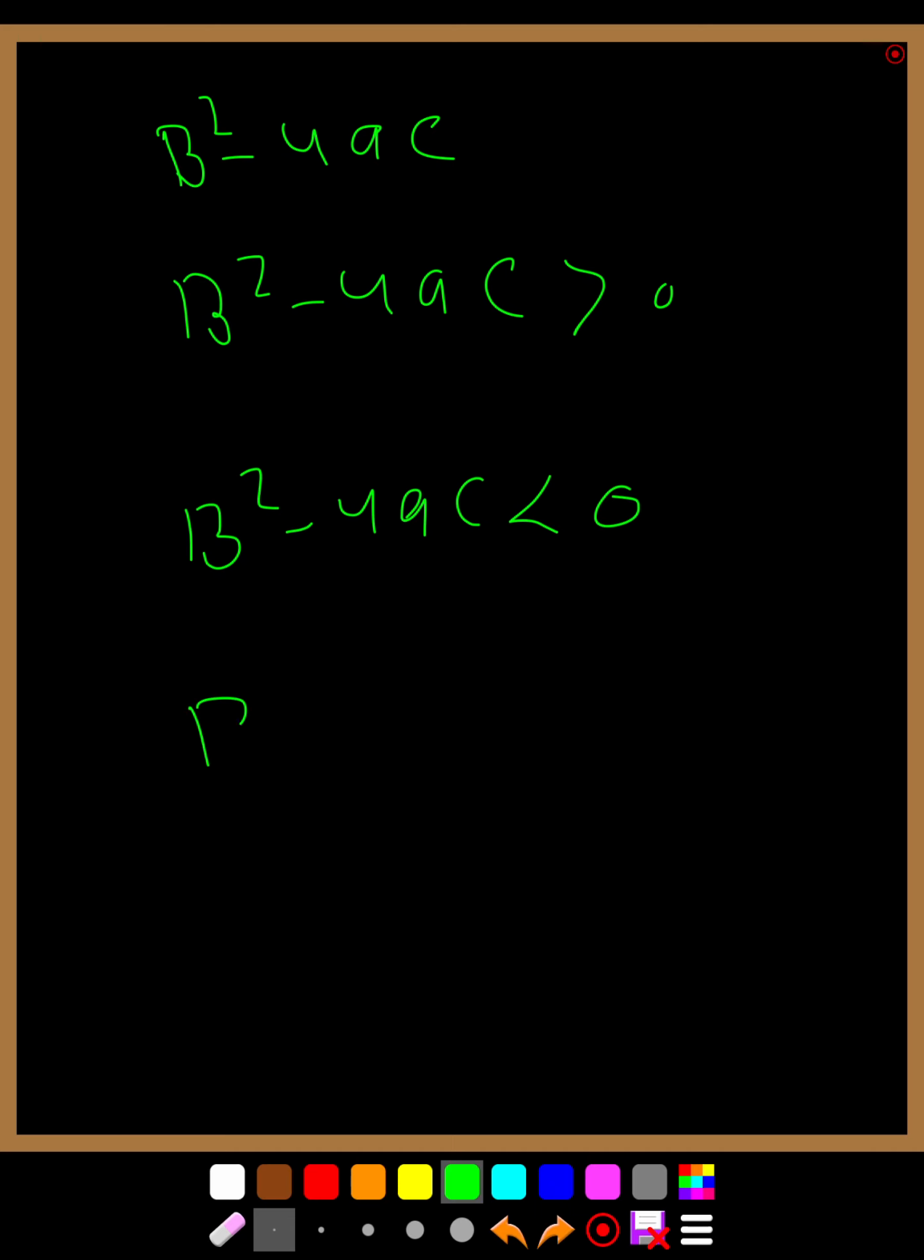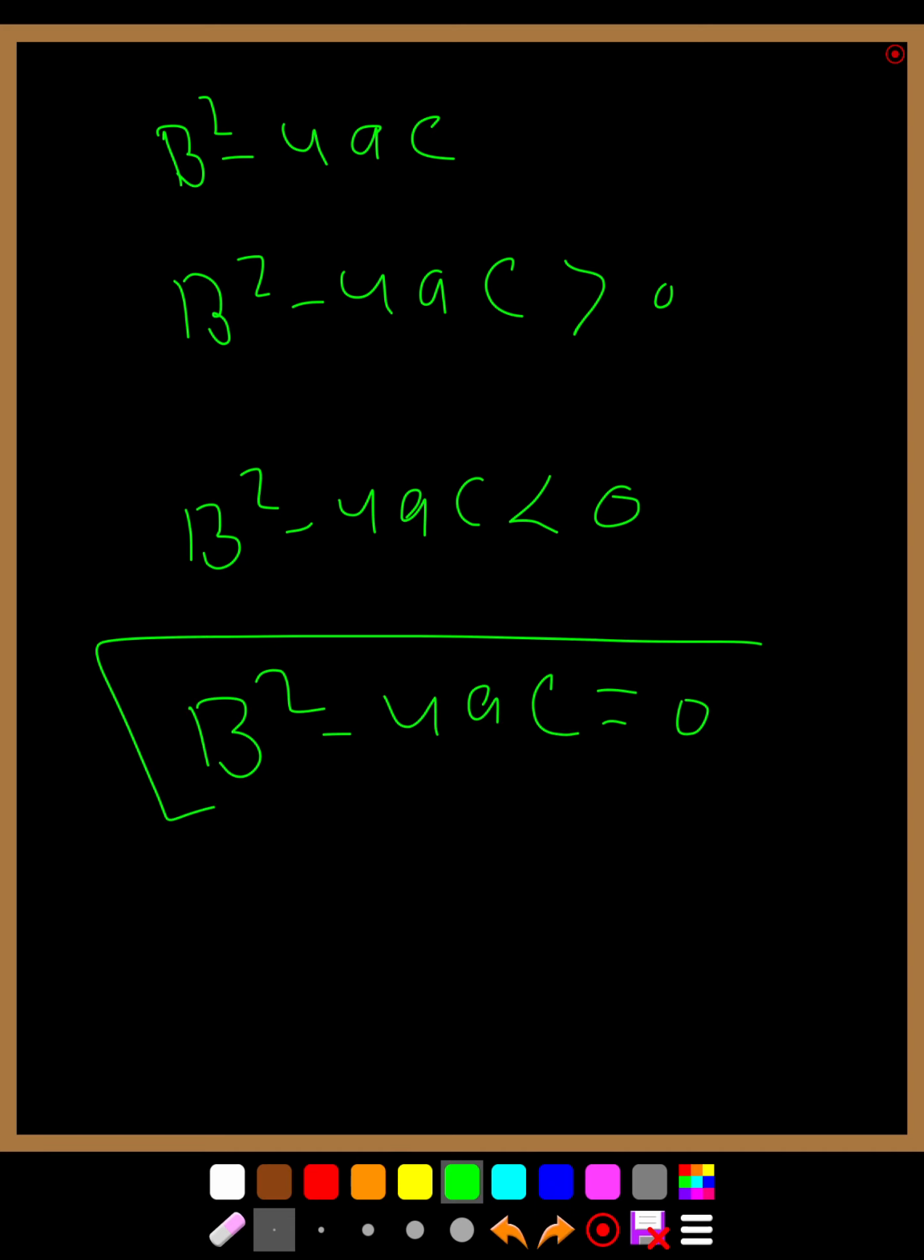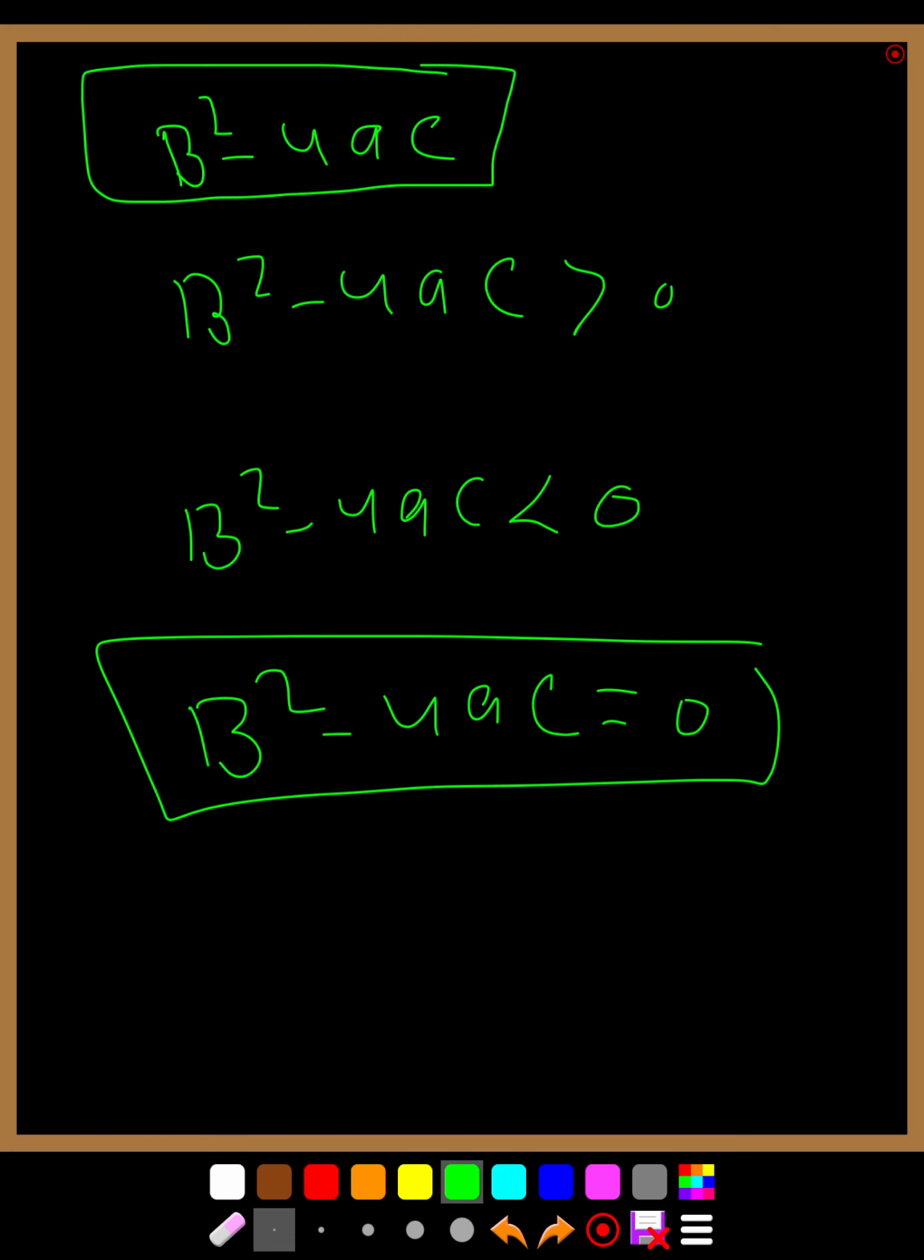If you have b power 2 minus 4ac equals 0, you have one solution, and it will be repeating. This is the discriminant, and you use it to know how many solutions there are for the quadratic equation. Okay, that's good, guys. Let's have, for example, the general formula for a quadratic equation.